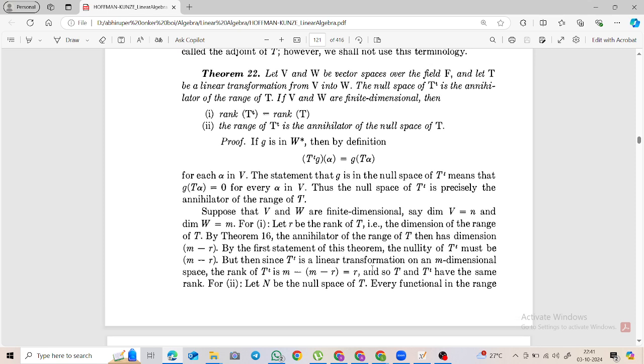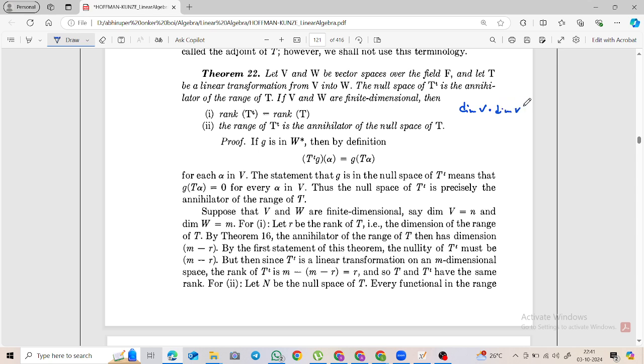One thing you should notice is that rank of T transpose is rank of T, and we also saw that dimension of V and dimension of V star were the same. So you will see analogous results all through.